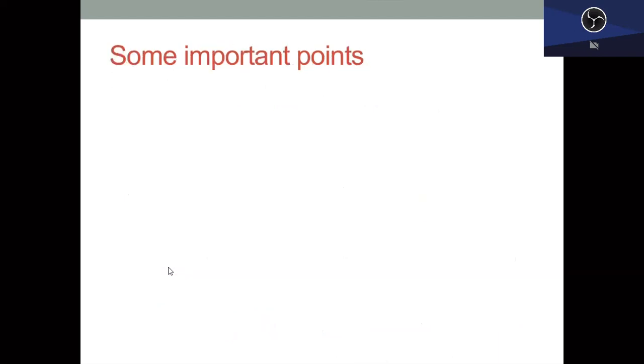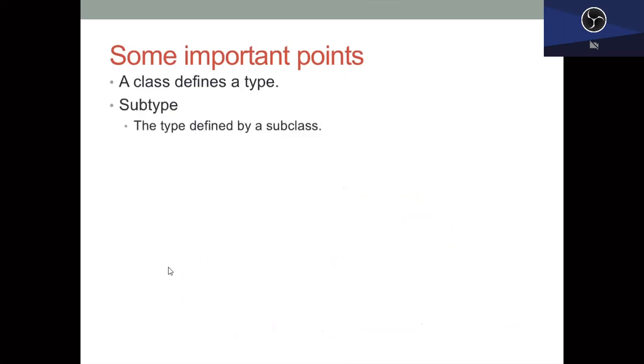So let's see some important points before we actually go to polymorphism. When we define a class, actually what we're doing is we are defining a type, right? Now, a type may be a subtype, which is defined by a subclass, or it may be a supertype, which is defined by a superclass. So if I have a shape class and then I inherit from it, I create a subclass called say square, then square is my subtype and shape is my supertype. So these are basically types defined by the user.